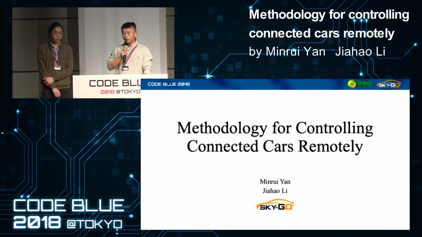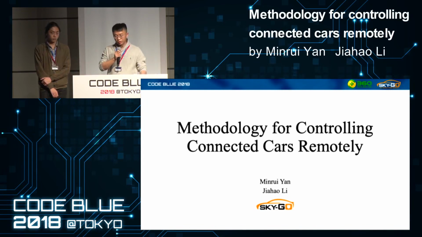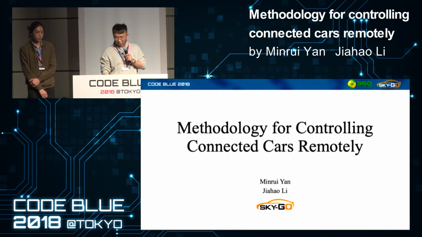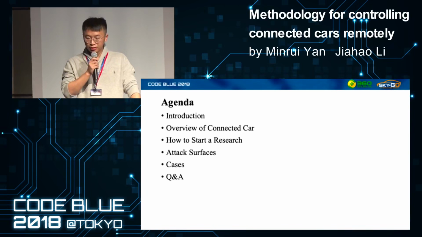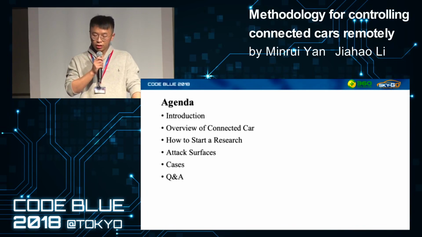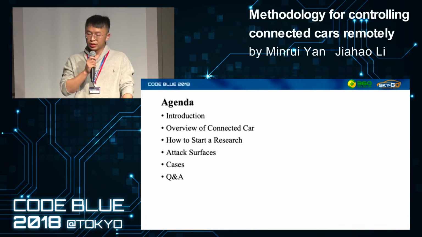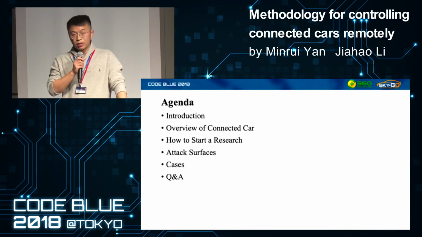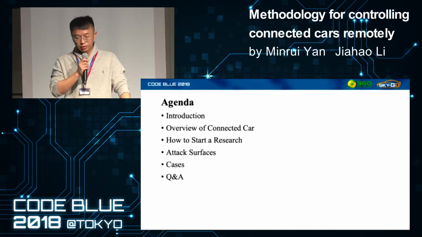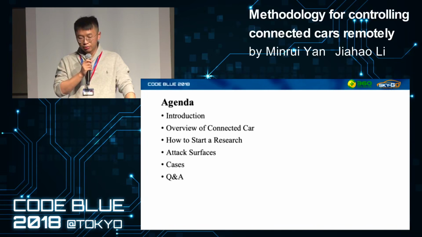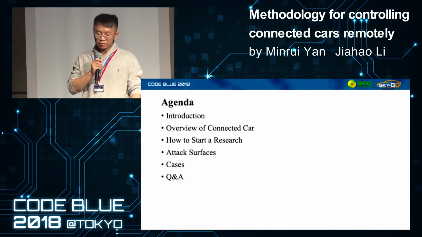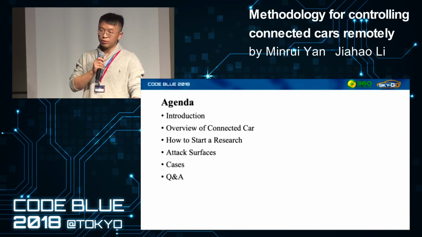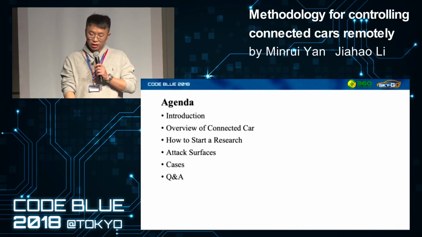Today we will talk about our methodology about how to control connected vehicles remotely. In this talk, we will introduce our team and what we have done first. Then talk about what is telematics, what's inside and how it works. At the attack surface section, we will talk about security risks and vulnerabilities of software and hardware in telematics. Finally, we will use some cases to show what we have done, how we can control a vehicle remotely and execute some orders.